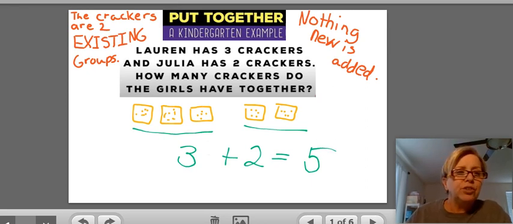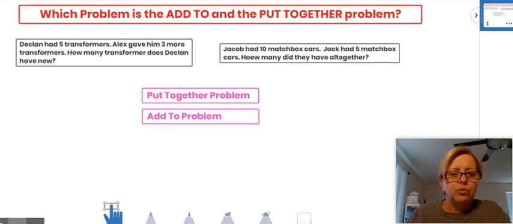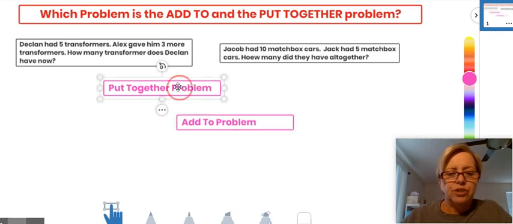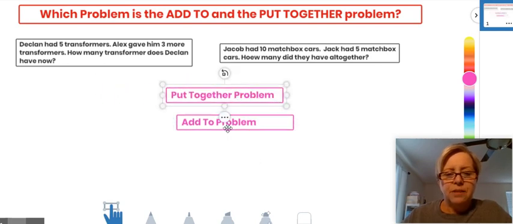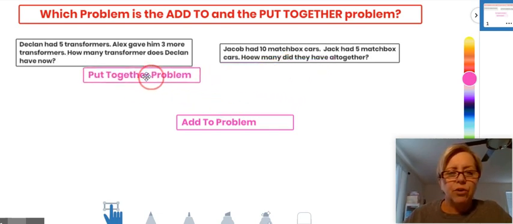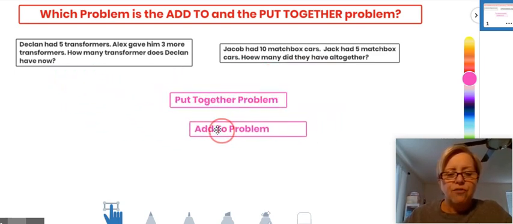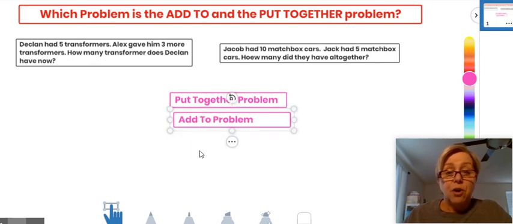Okay, so what you're going to do today is this. You're going to go to your Seesaw template. Here's what it looks like. And you will go ahead and use the hand down here to move these 2 things around. This says put together problem. This says add to problem. So what you're going to have to do is read and see which one is the put together problem, and then move this guy either here or here for the put together problem, and then move this guy here or here for the add to problem. Okay, that is part 1 of your assignment.